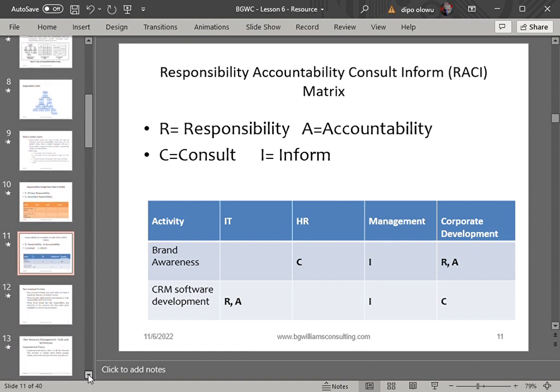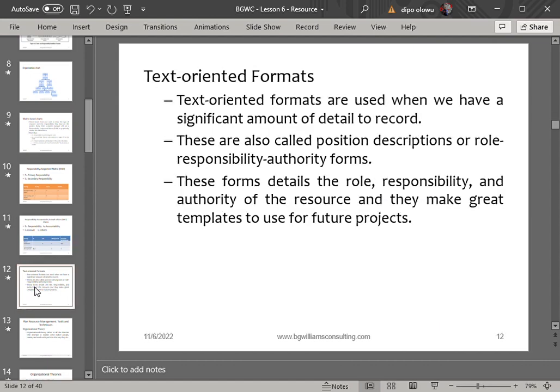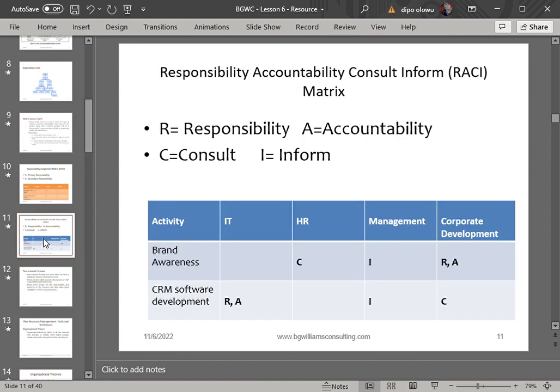Apart from the matrix base, I told you earlier that we have three. The third one for assigning roles and responsibility is the text-oriented format. This text-oriented format is also called the position description format. If you can still remember, it is text-oriented because it is well detailed. Just like the example we did in this table, you see that it's straight to the point. No explanation. If you don't understand it, you don't understand it.